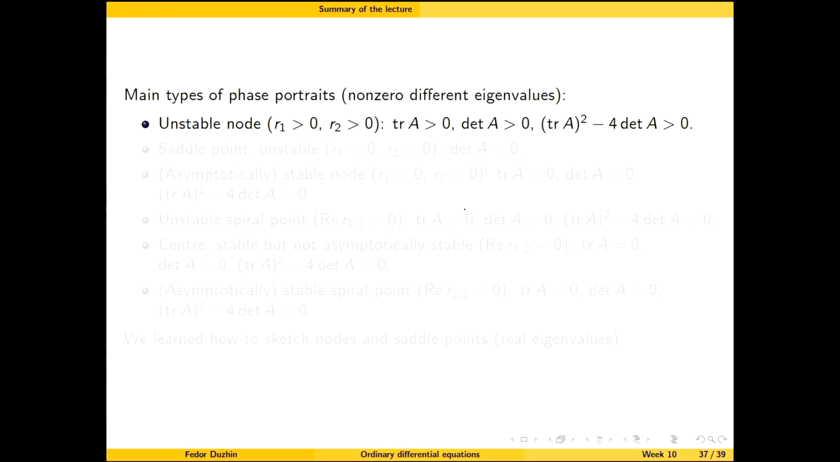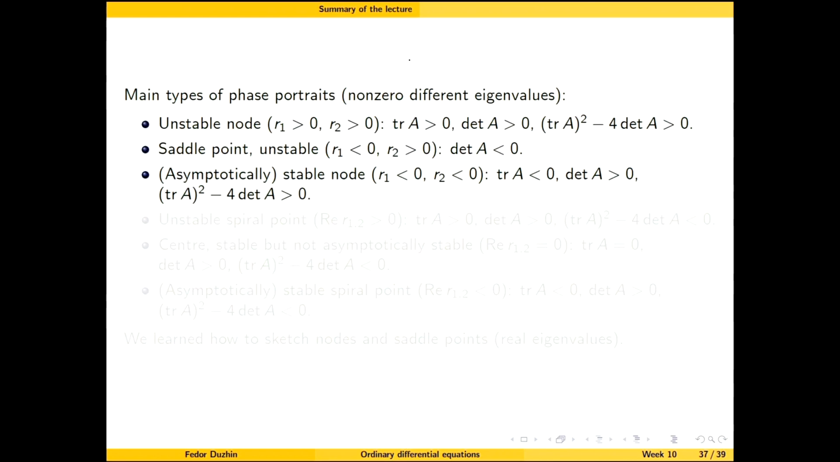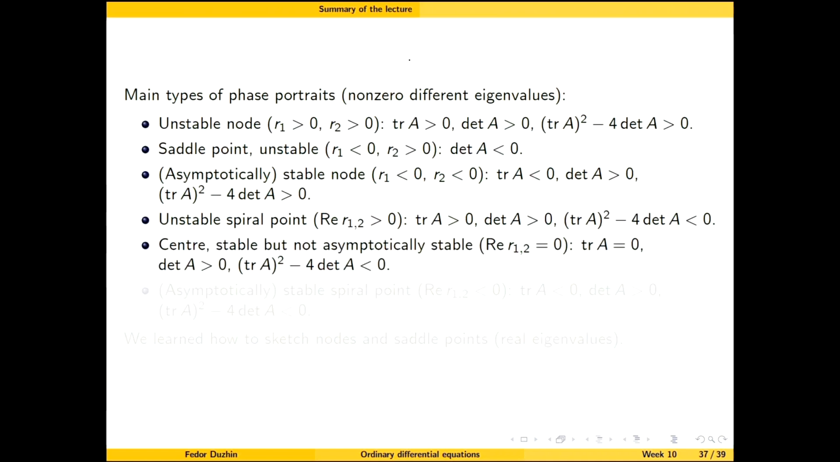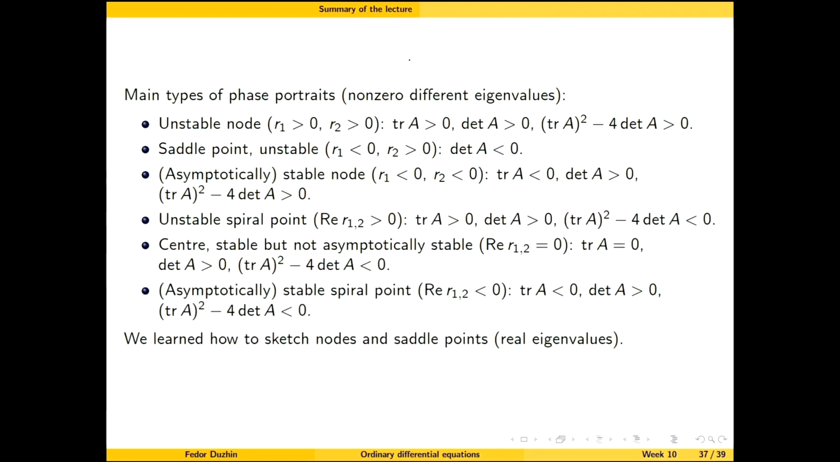distinguished by, in this case when there are two equations with two unknowns, they're distinguished by the signs of the eigenvalues if they're real, or by the sign of the real part of the eigenvalue if eigenvalues are complex. So the unstable node, saddle point, asymptotically stable node, unstable spiral point or spiral source, center point, and asymptotically stable spiral point or spiral sink.